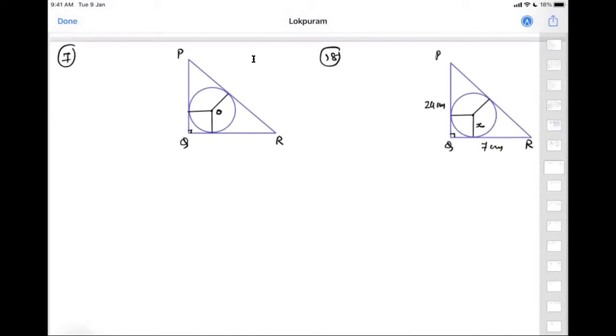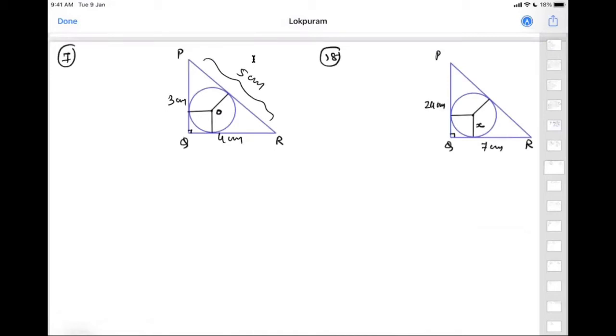PQR. Question: PQR is a right angle triangle with PQ 3 centimeter, QR 4 centimeter. So by Pythagoras, PR will be 5 centimeter. A circle which touches all sides of the triangle is inscribed in the triangle. Calculate the radius of the circle.